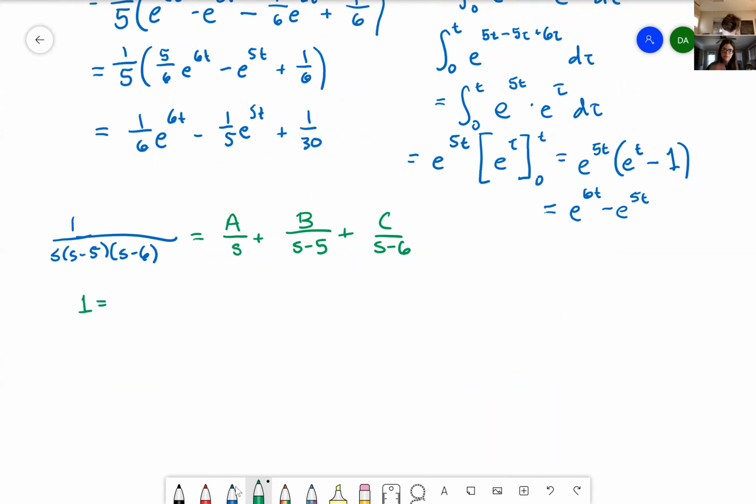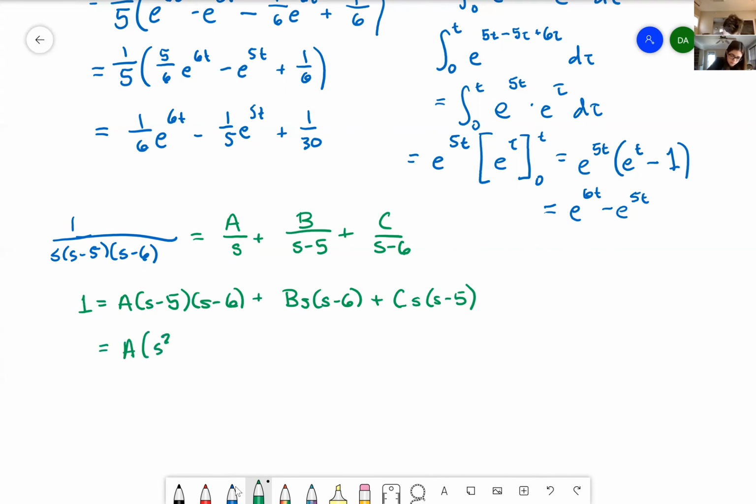We can just compare the levels of difficulty and decide, if we have to do something like this in practice, which one we prefer. So that's A, and then B times s minus 6, and then C times s minus 5. I'll just go ahead and expand this out. A times s squared minus 11s plus 30. That'd be kind of a pain to do in my head. B times s squared minus s. These two wouldn't have been so bad. S squared minus.